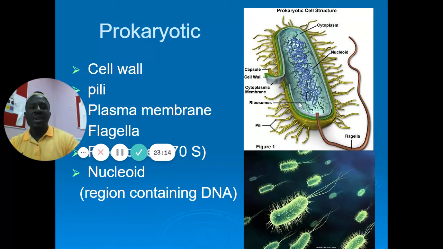So, ribosomes in prokaryotes are 70S. S are units. 70S. That means they are different from those of eukaryotes, which are 80S, meaning the eukaryotic ones are bigger as compared to the 70S, which are smaller. So, let's look at the structures.